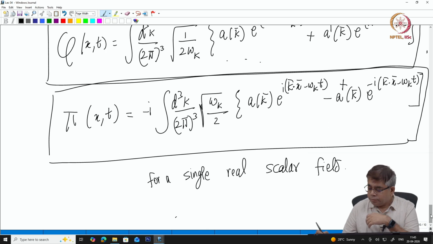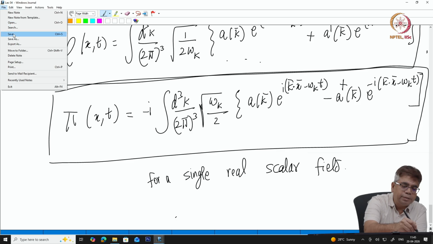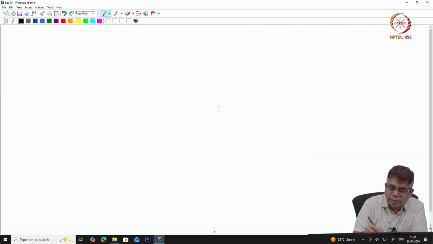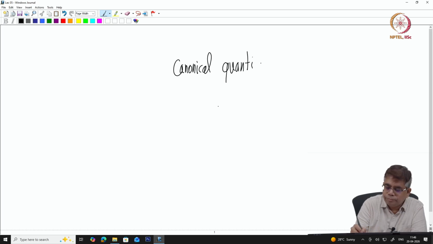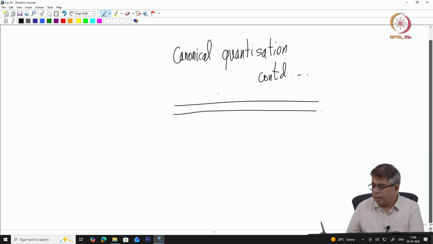So we will now continue seeing the properties of this and dive into the next step, a continuation of the canonical quantization and its properties. So today we continue with canonical quantization, and then we will do it for multiple fields and so on.